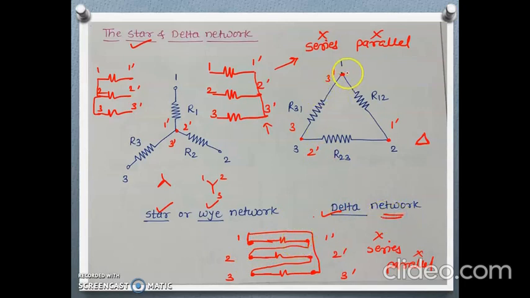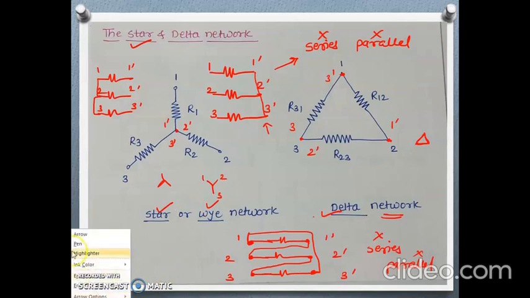According to the connection, the resistor named R12 is connected between terminals 1 and 2, so this is R12. This resistor is connected between 2 and 3, so R23, and this resistor is connected between 3 and 1, so R31. In this way we can label the diagram.